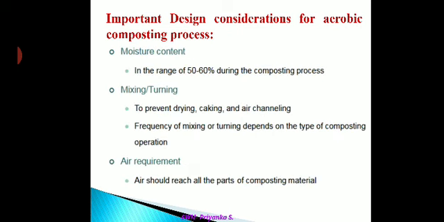Then the next important factor for designing of the aerobic composting process is the moisture content. So the moisture content should be in the range of 50 to 60% during the composting process. The optimum value appears to be 55%. If the moisture content goes below 40%, the rate of composting will slow down. And if the moisture content is too high, more than 70%, then anaerobic conditions would set in. So you have to maintain a proper moisture content, which is very much essential for decomposition of the solid waste. The optimum value appears to be 55%.